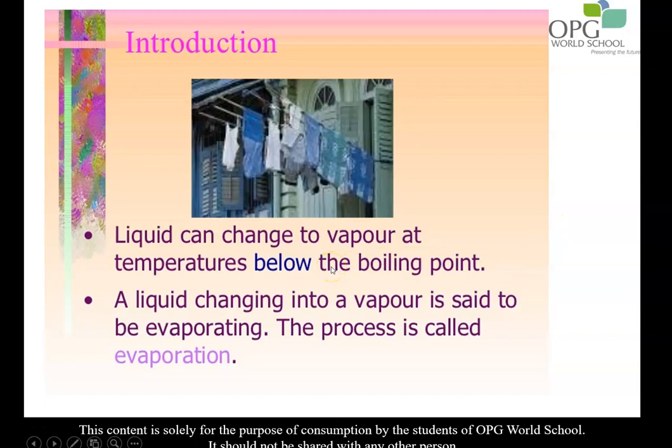Now we come to the separation techniques of separating soluble solids in water, like salt in water, sugar in water, etc. The first way is evaporation. When liquids change to vapor at temperatures below the boiling point, it is called evaporation. At boiling point, that is 100 degrees, the water will form vapors, but water can form vapors even below 100 degrees, and that is done by the process of evaporation. So liquid changing into vapors is called evaporation.